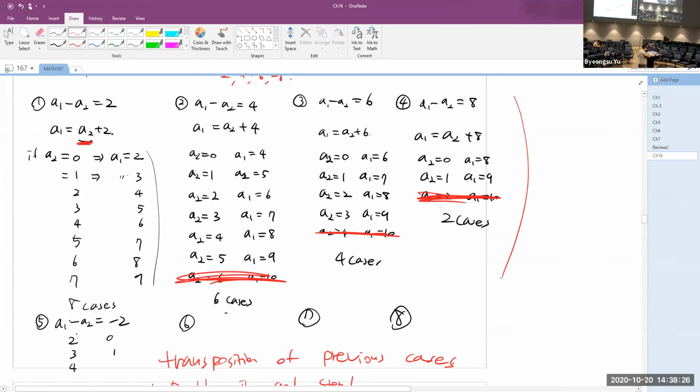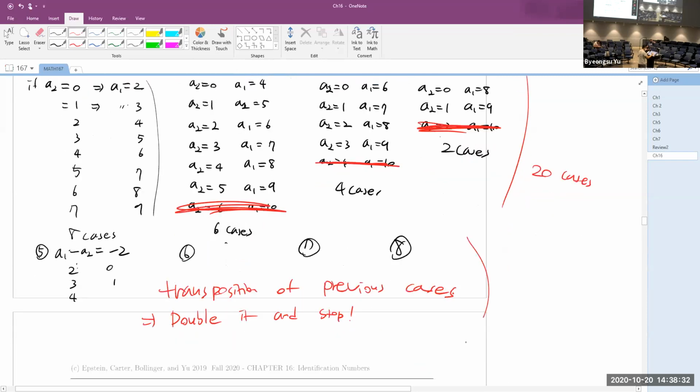So from here, what you have is 20 cases. You can again have 20 cases from 5, 6, 7, 8, which is nothing but transposition of the numbers, right? So you have 40 cases in total.